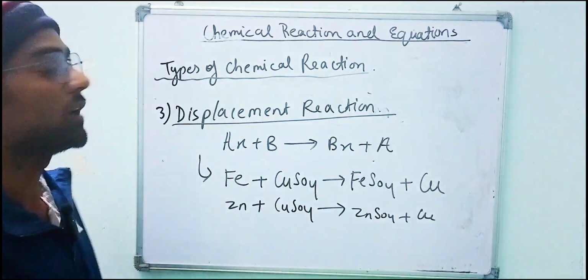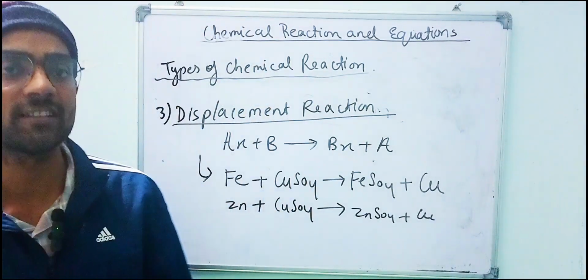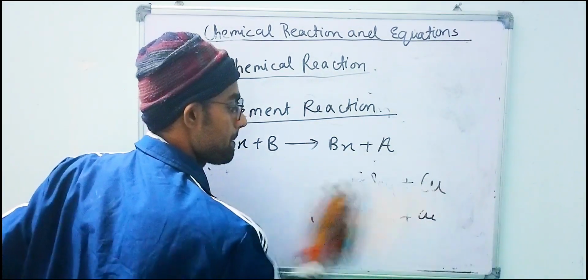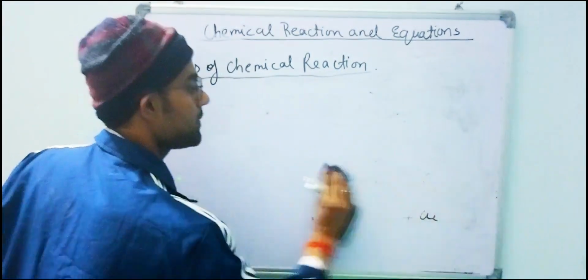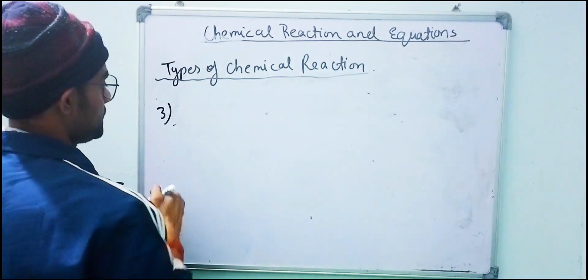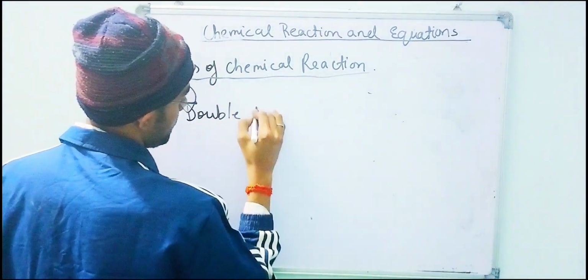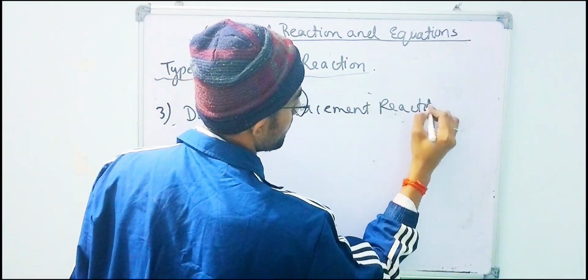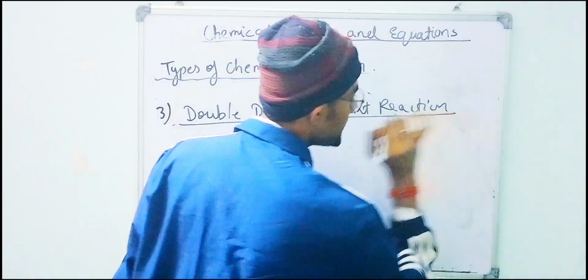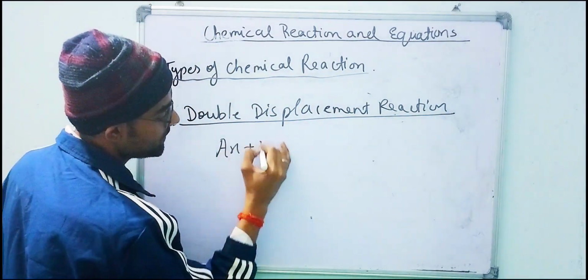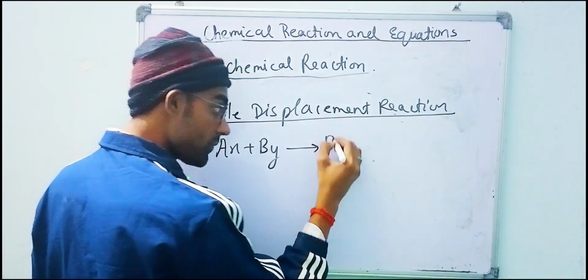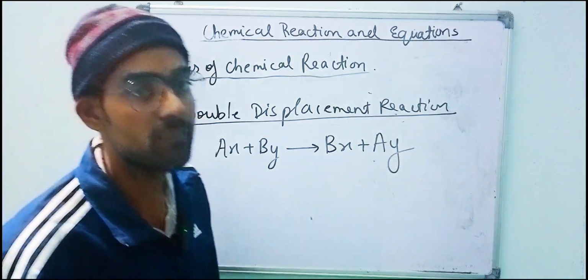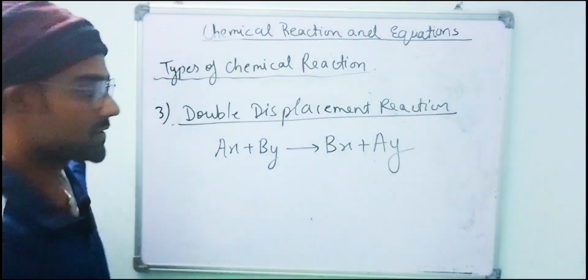And now we will discuss the fourth type of reaction, that is double displacement reaction, in which there is a displacement of two elements. Double displacement reaction. If we say in the double displacement reaction that AX plus BY is there, then it becomes BX plus AY. This is the format of a double displacement reaction, in which two elements are displaced.